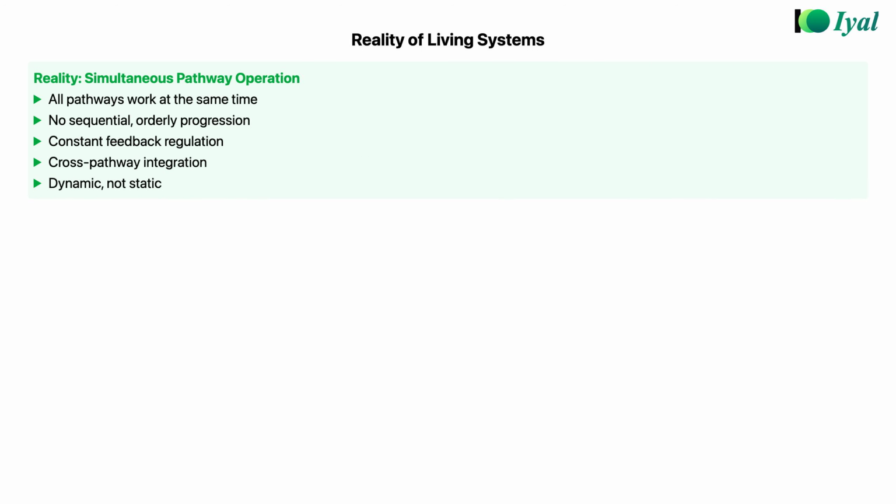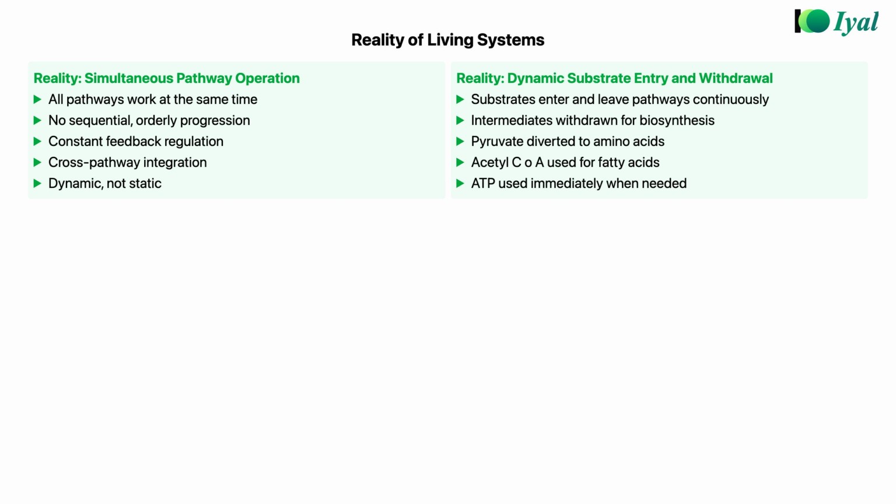But in real cells, it is completely different. All pathways are happening at once. Glycolysis, Krebs cycle, electron transport, all running simultaneously, not taking turns, all together. And there is feedback. If Krebs cycle is full, glycolysis slows down. If ATP is high, everything slows down. Constant regulation, very dynamic.